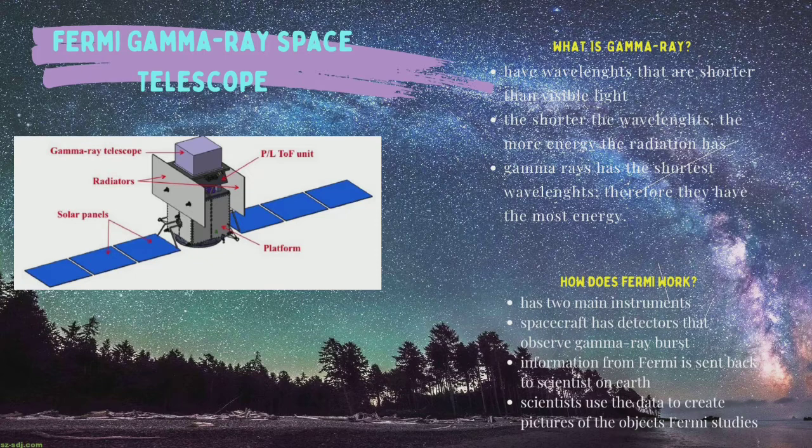People are protected from gamma rays by Earth's atmosphere. The atmosphere absorbs gamma rays, preventing them from affecting life on Earth. Because gamma rays cannot penetrate Earth's atmosphere, scientists use satellites in space to study them.